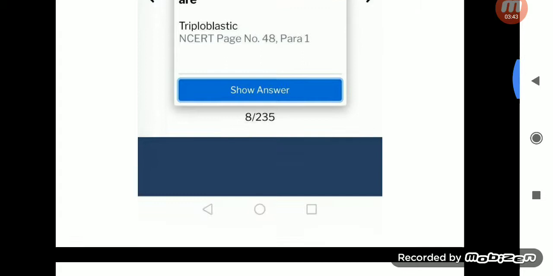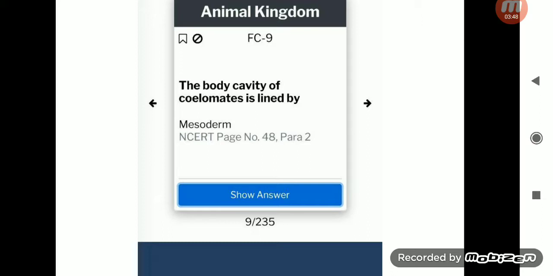The body cavity of coelomates is lined by mesoderm.